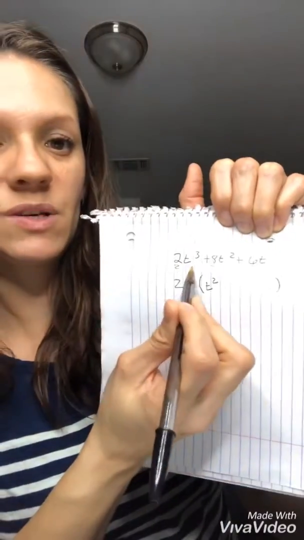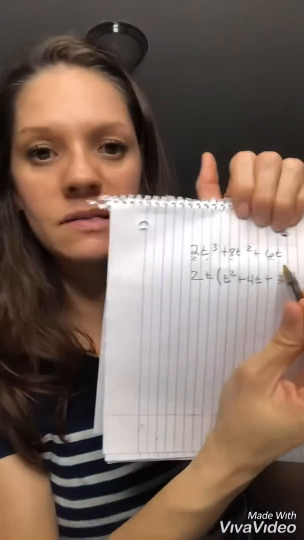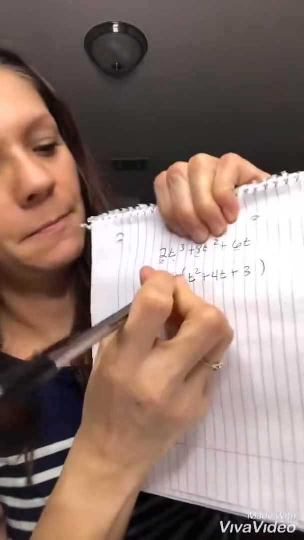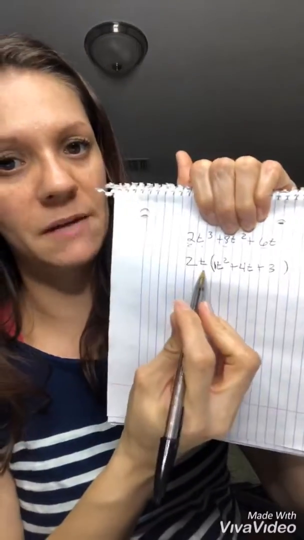2t times t squared equals 2t to the third power. This part is going to be 2t times 4t will equal 8t squared. And lastly, 2t times 3 is going to equal 6t. So now we can factor the equation with a coefficient of 1. I'm going to go ahead and write that 1 right there, okay?